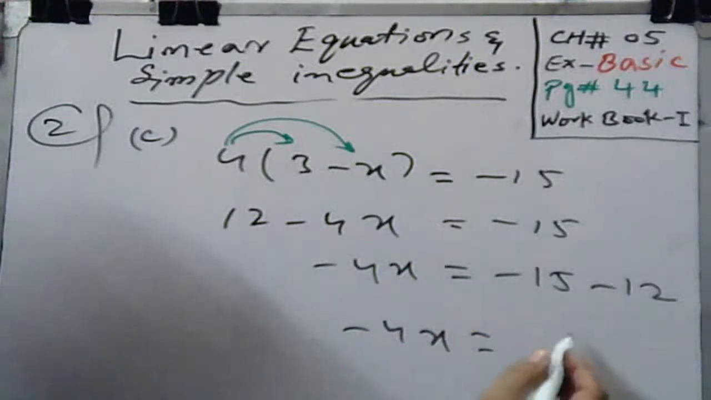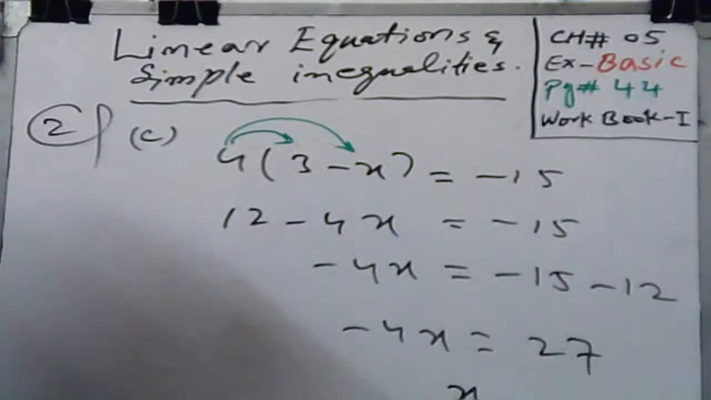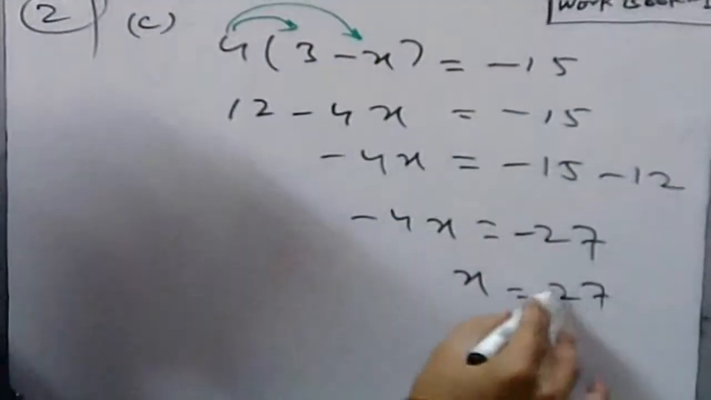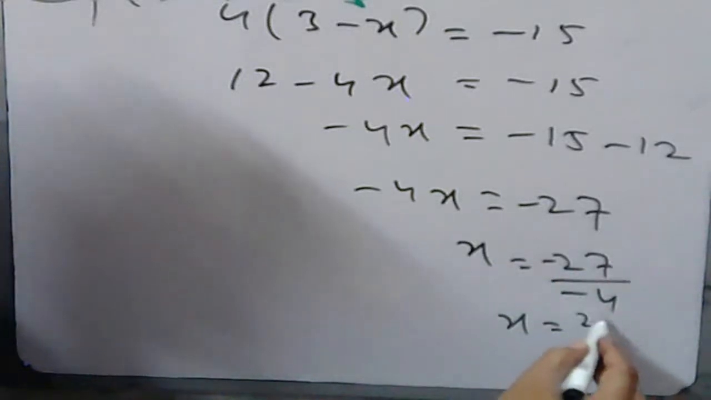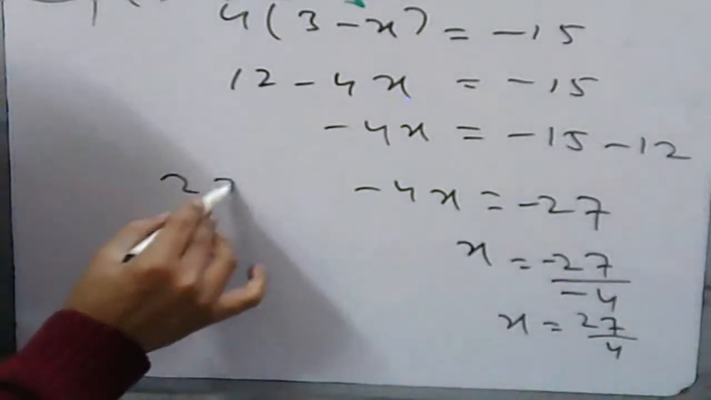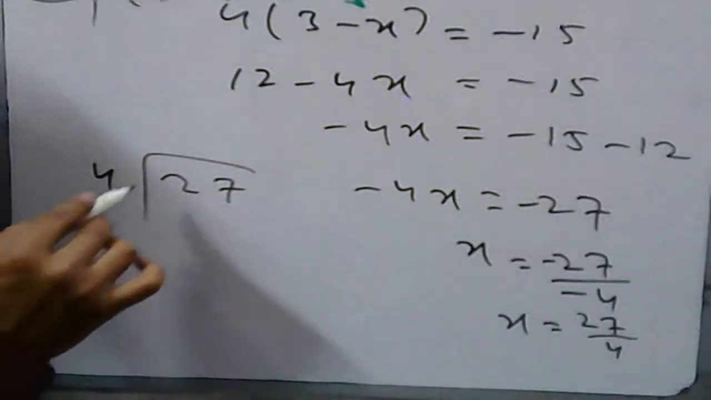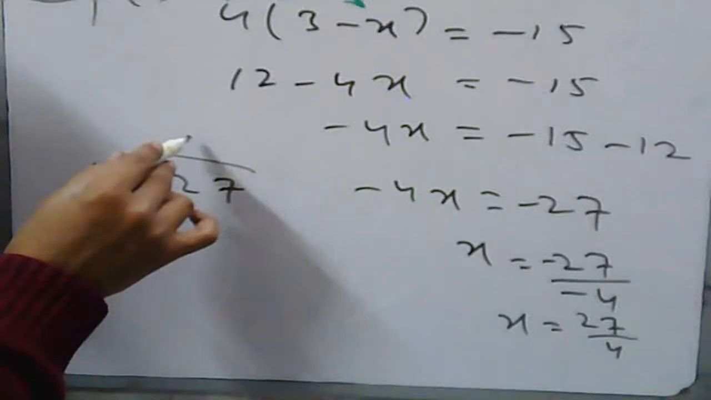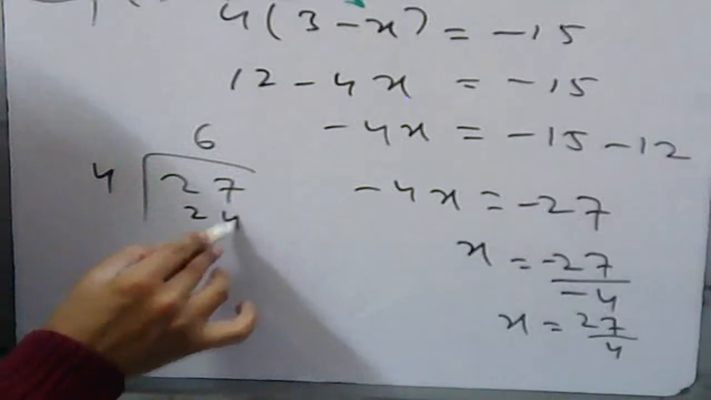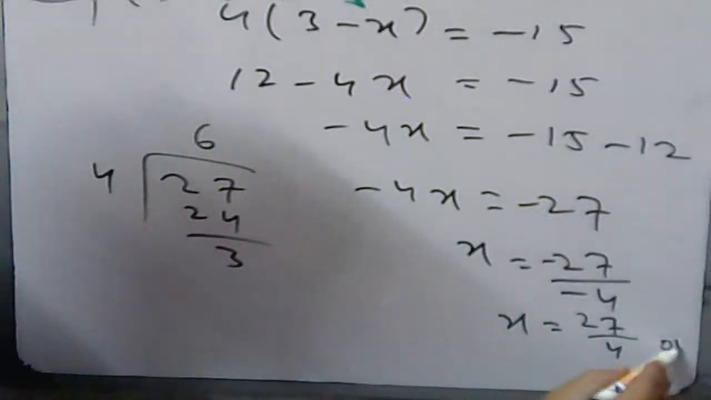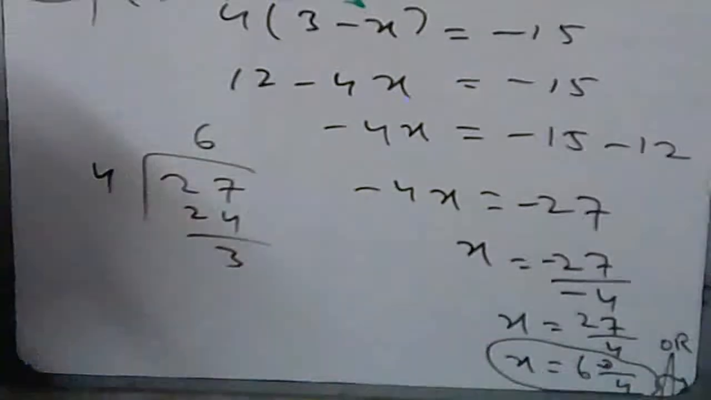15, 16, 17, 27. So the value of x is minus 27 divided by minus 4. So it cannot be cancelled, only minus minus will be cancelled. You will get 27 by 4. Okay, in whole number, 4 5s are 20, 4 6s are 24, 4 7s are 28, so 4 6s are 24, so you will get in whole number, that is your result, 6 whole 3 by 4. So that is your result in whole number.